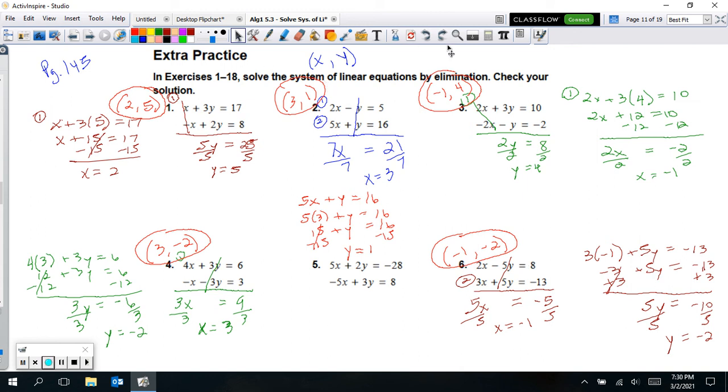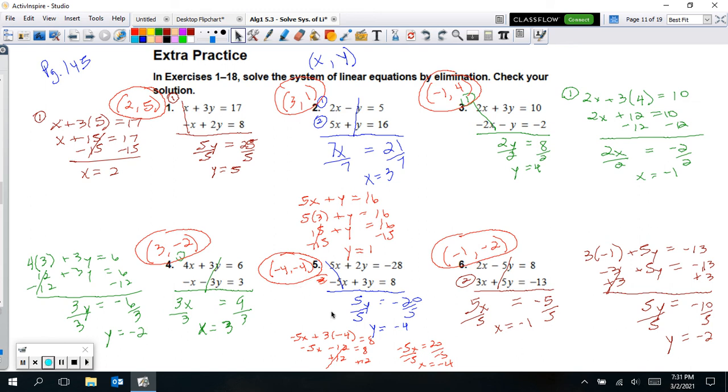And then for number 5, the answer for that one is -4, -4. Both x and y were -4. So you're canceling the x's out and solve for y first. You get -4. Plug -4 back into one of those two equations. I chose the second one. And I got -4 also for x there as well.